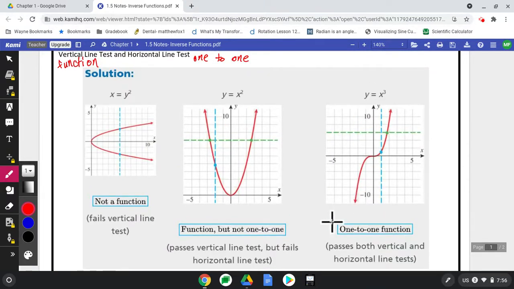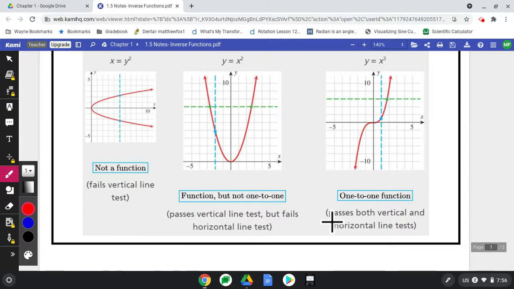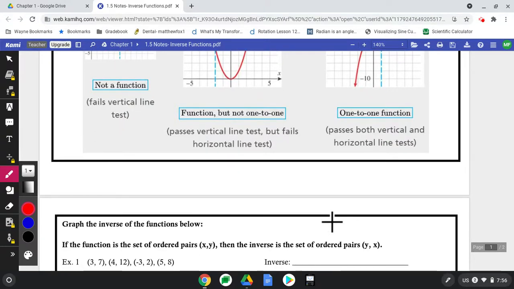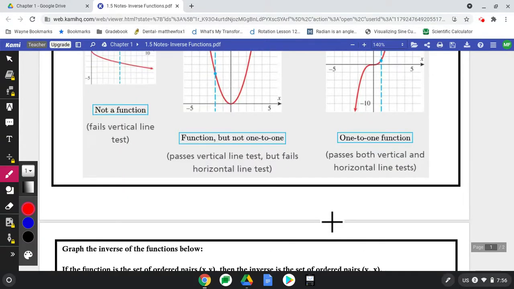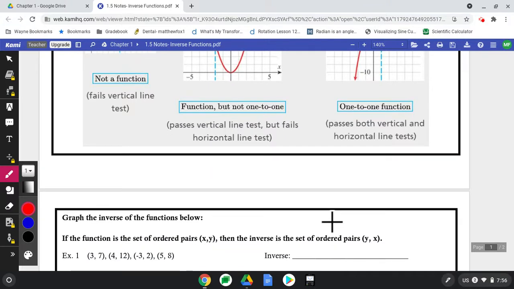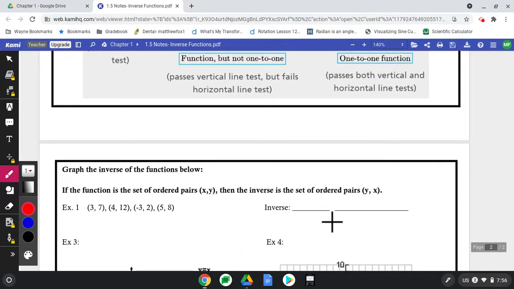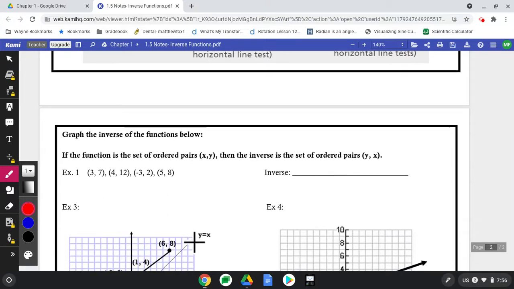Now, the next thing we're going to talk about today is inverse of the functions. Okay, and when we find our inverse, think of that as like our domain and our range kind of flip. Okay, so if the function is a set of ordered pairs x, y, then the inverse would be the set of ordered pairs y, x, meaning the x and the y switch places.